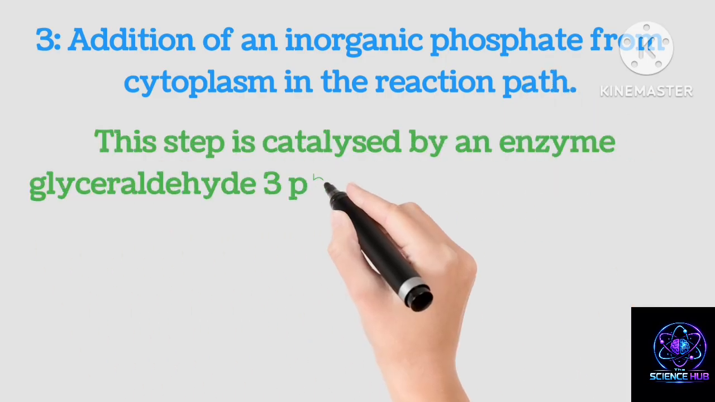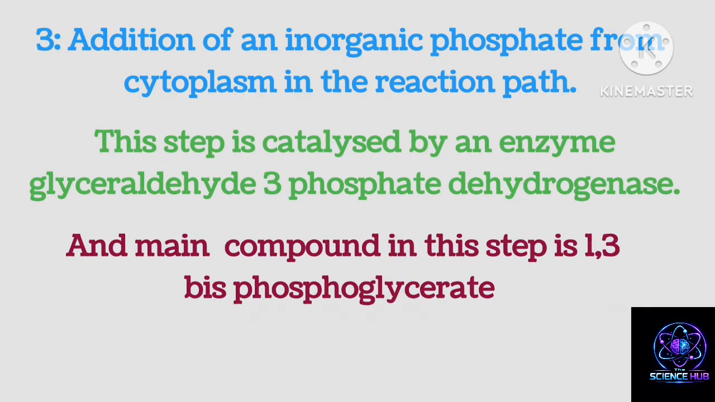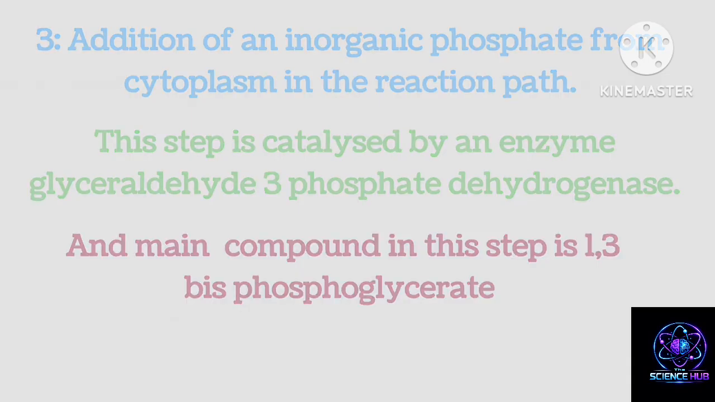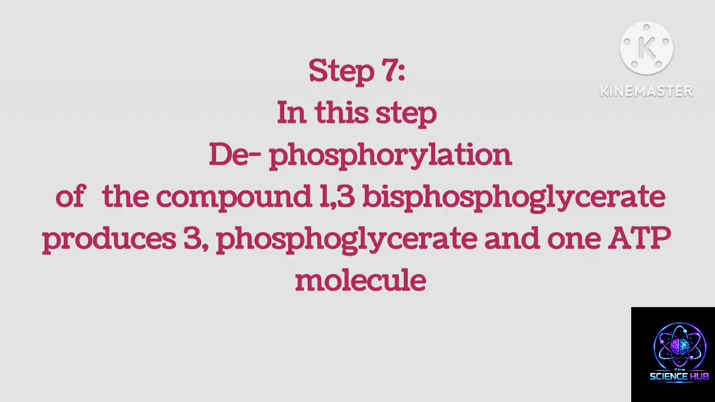Number 3. Addition of an inorganic phosphate from the cytoplasm in the reaction path. This step is catalyzed by an enzyme glyceraldehyde 3-phosphate dehydrogenase. And the main compound in this step is 1,3-bisphosphoglycerate.